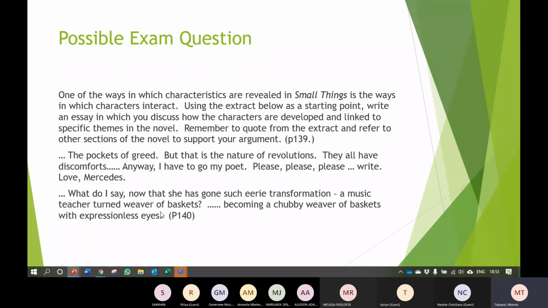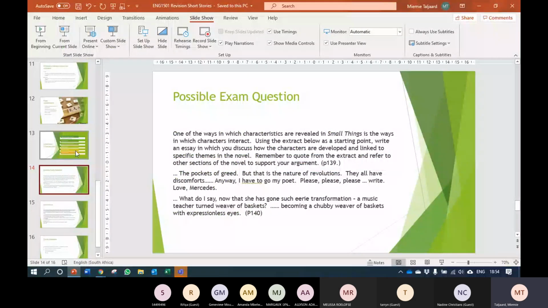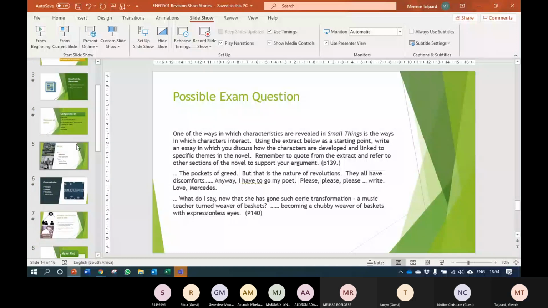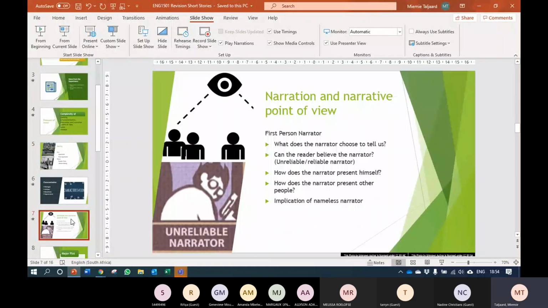Now, I have said quite a lot about this. And I'm glad that there are other remarks about his lack of respect. Remember on one of the previous slides, when we spoke about the narrator, how does the narrator present other people? And how does the narrator present himself? Do you see how this becomes part of what we know about his character?